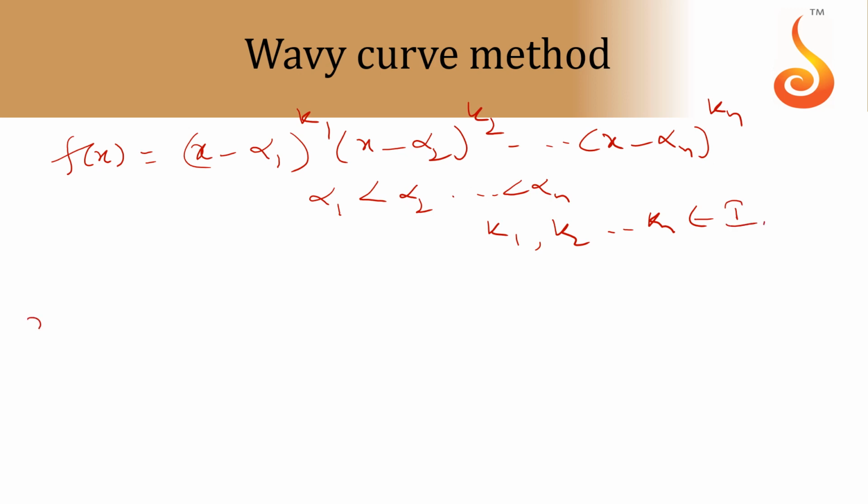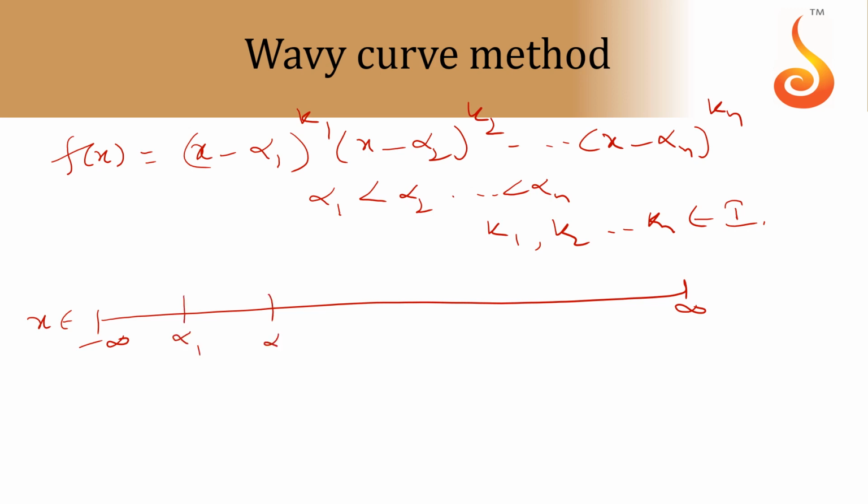Now suppose this x takes a real line. I have to see the sign changes of f of x. So alpha 1, alpha 2, I will locate alpha n minus 2, alpha n minus 1, alpha n. Those are called critical values. So when you give x, you know that alpha 1 less than alpha 2 so on less than alpha n. So alpha n is the greatest critical value. When x takes more than alpha n, f of x value will be positive.